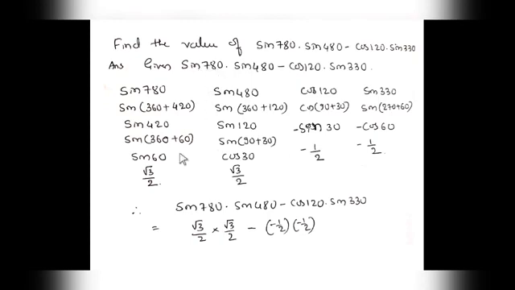Now sine 780 value is root 3 by 2. Sine 480 value is root 3 by 2. Minus cos 120 value is minus 1 by 2. Into cos sine 330 value is minus 1 by 2. Root 3 into root 3 is 3, or root 3 into root 3 is root 9. Square root of 9 is 3. 3 by 4 minus into minus plus, 1 1s are 1, 2 2s are 4, 1 by 4. 3 by 4 minus 1 by 4 will give us 2 by 4 or 1 by 2.